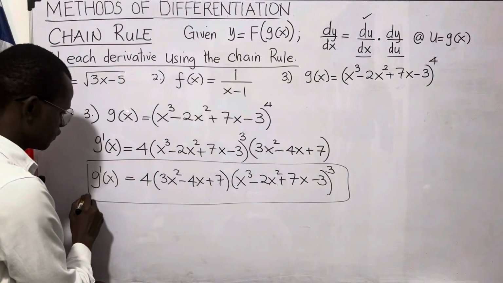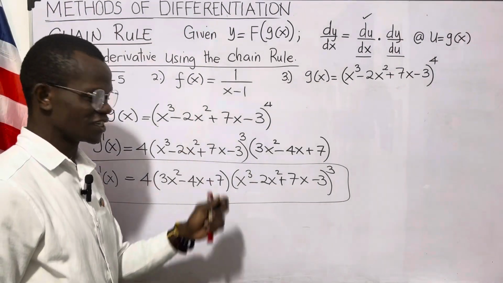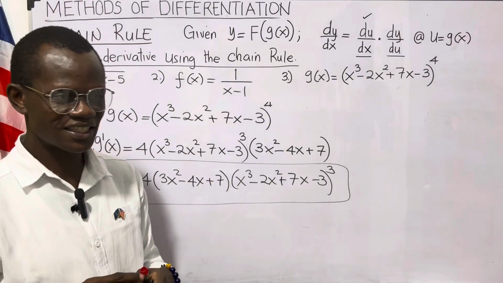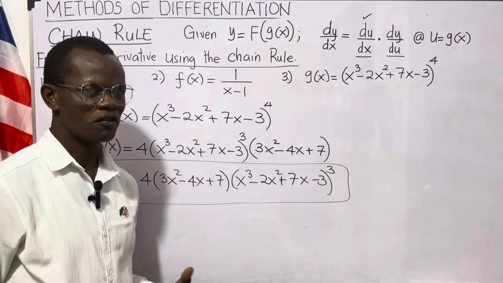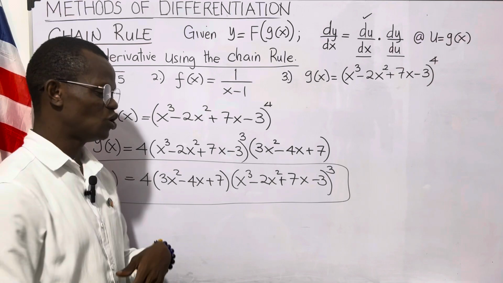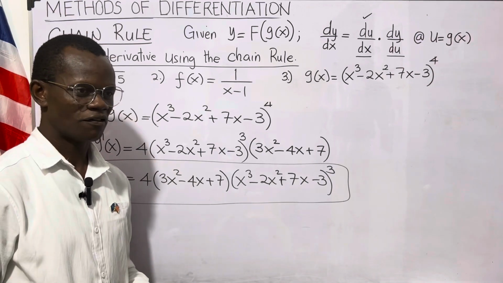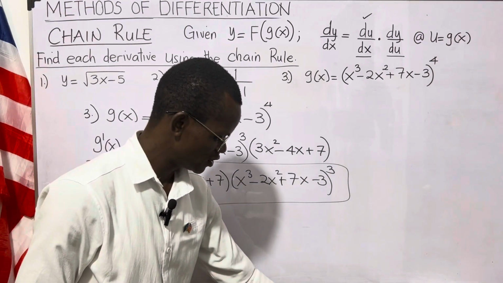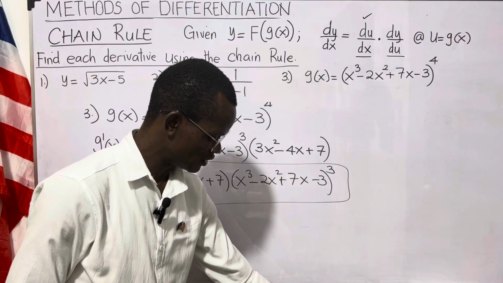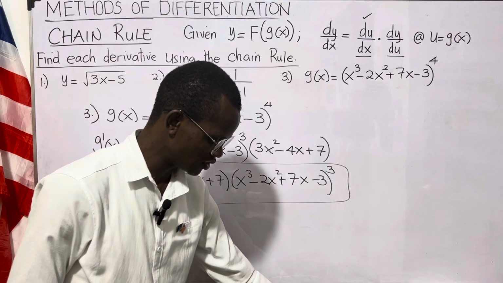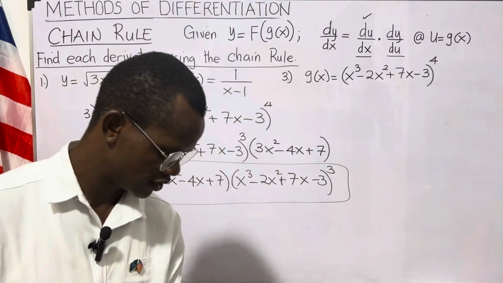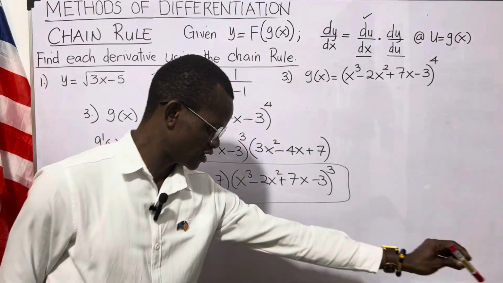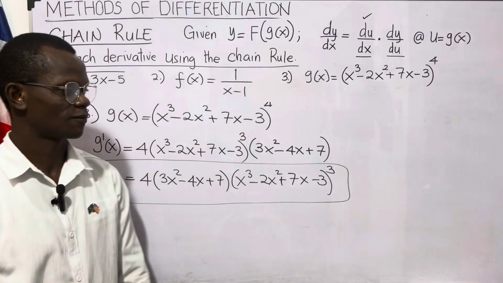So instead of saying let u be this, and then you find the du by dx, and after that you find the dy by du, then before finding the dy by dx, it's just a long way of arriving at a single point. You want to arrive at this particular point, and instead of just leaving from right here to come here, you went like this, you went like this, and then you arrive at this point.